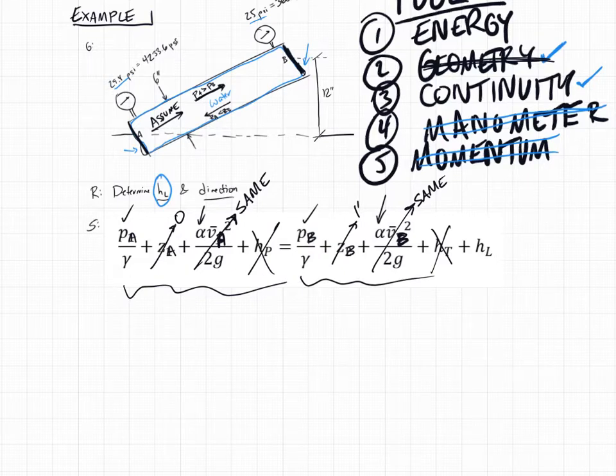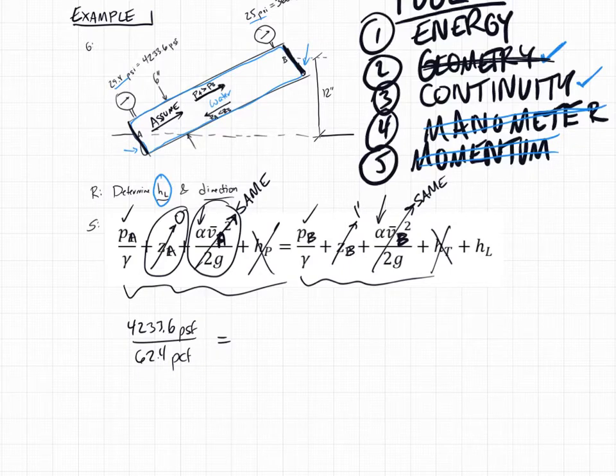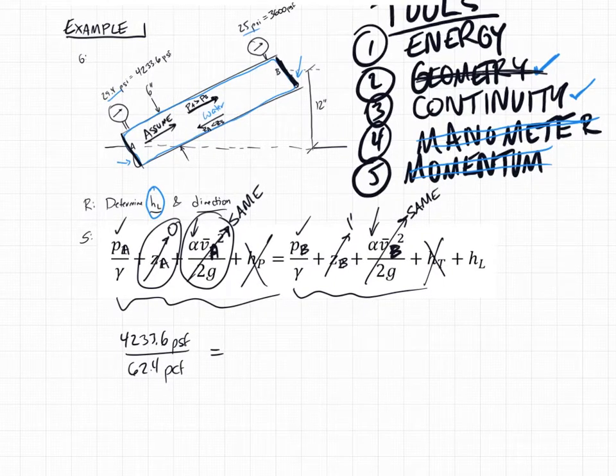So PA is 4233.6 PSF over 62.4 PCF. Okay, this term goes away. This term goes away by algebra. There's no pump. So that equals PB, which is 3600 PSF over 62.4 PCF, plus a foot, plus the head loss.